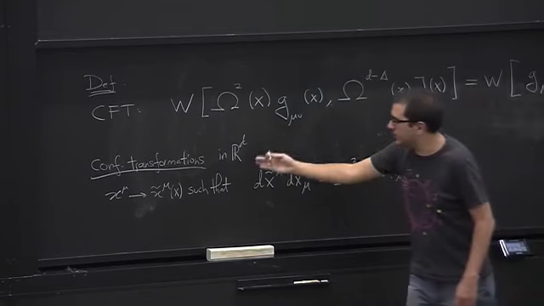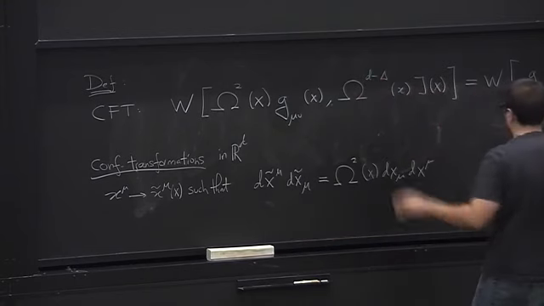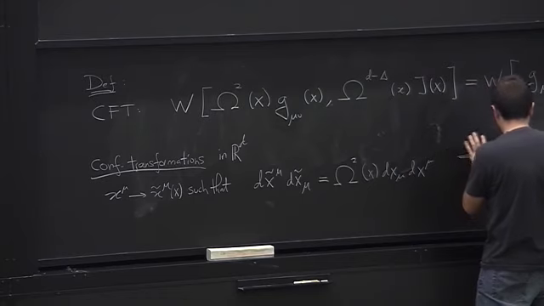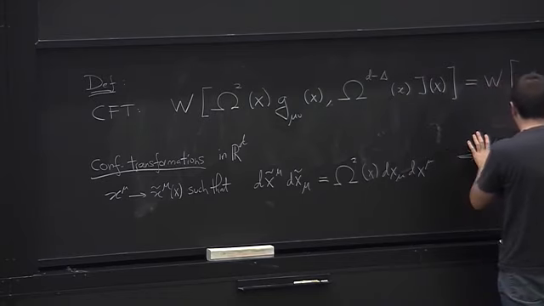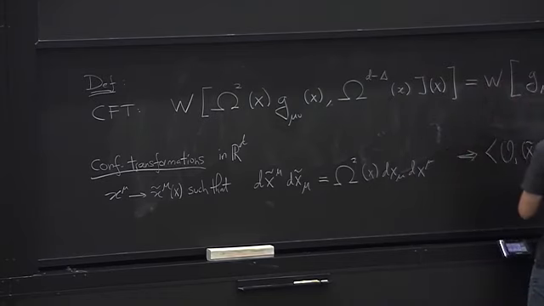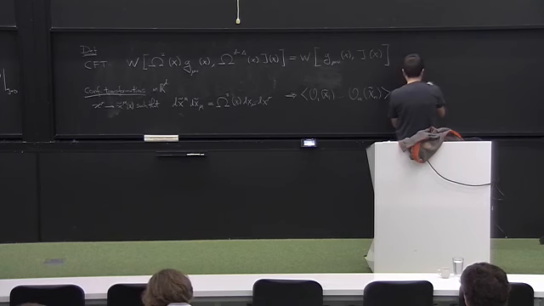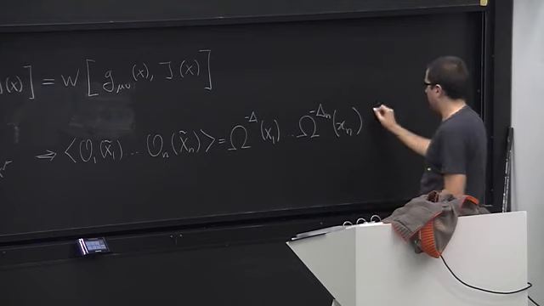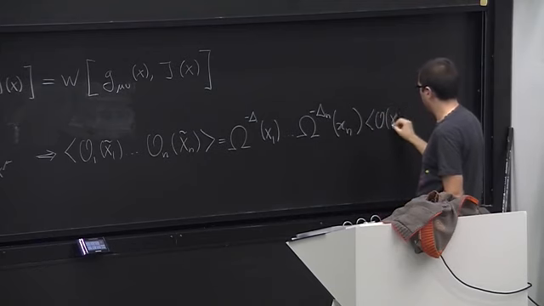But under these transformations, what this general definition implies is that correlation functions of our operators are given by omega to the minus delta 1 of x1, ..., omega to the minus delta n of xn, times the correlation function before the conformal transformation.